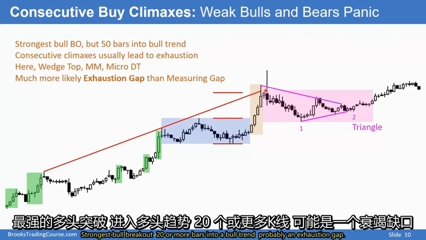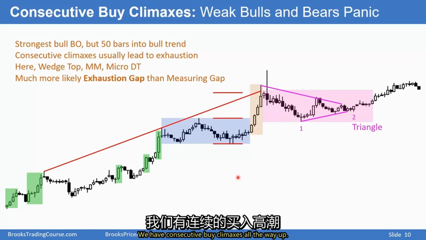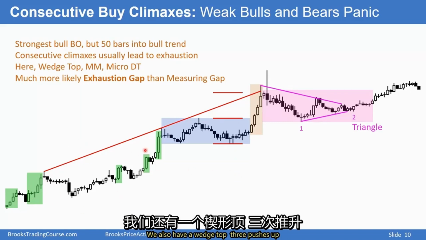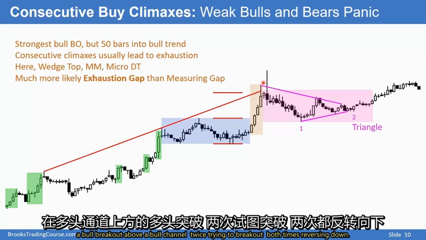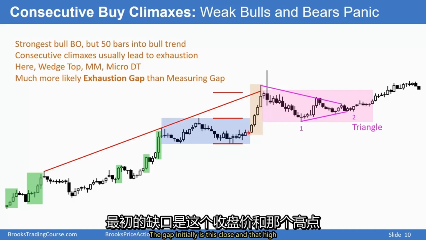Strongest bull breakout, 20 or more bars into a bull trend, probably an exhaustion gap. This is about 100 bars into a bull trend. We have consecutive buy climaxes all the way up. We also have a wedge top, 3 pushes up, a bull breakout above a bull channel, twice trying to break out, both times reversing down. This is probably an exhaustion gap.